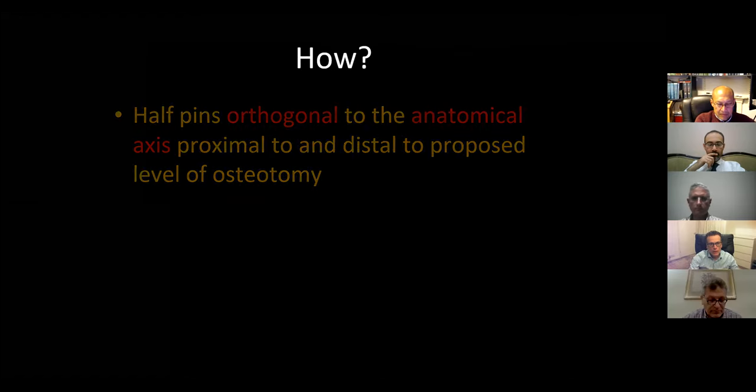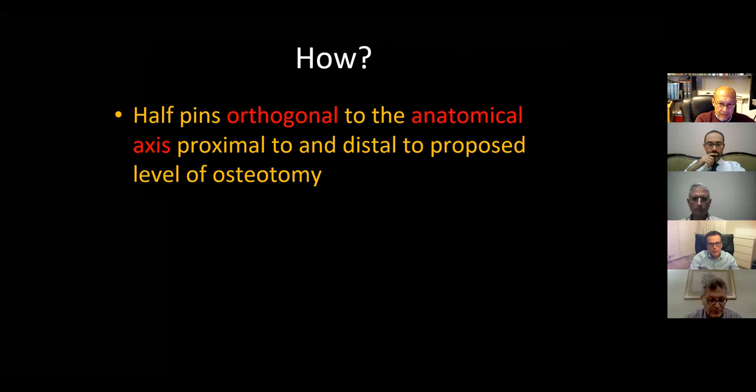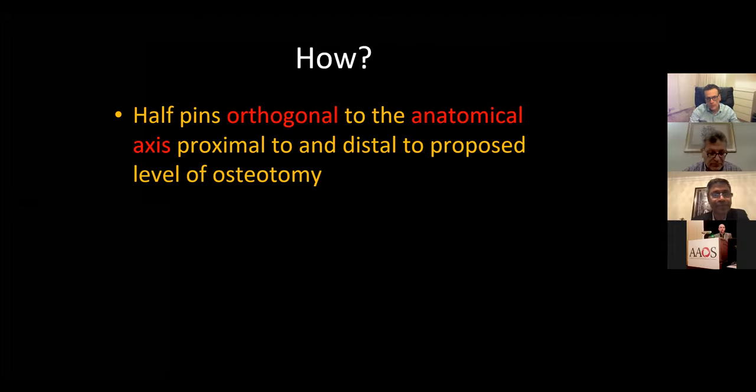So the pins are orthogonally placed against the anatomical axis, both at the proximal and distally to the proposed level of the osteotomy. My talk is focusing on the tibia, and therefore commenting on anatomical axis is probably less relevant, because as we learned yesterday, anatomical and mechanical axis in the tibia are parallel.